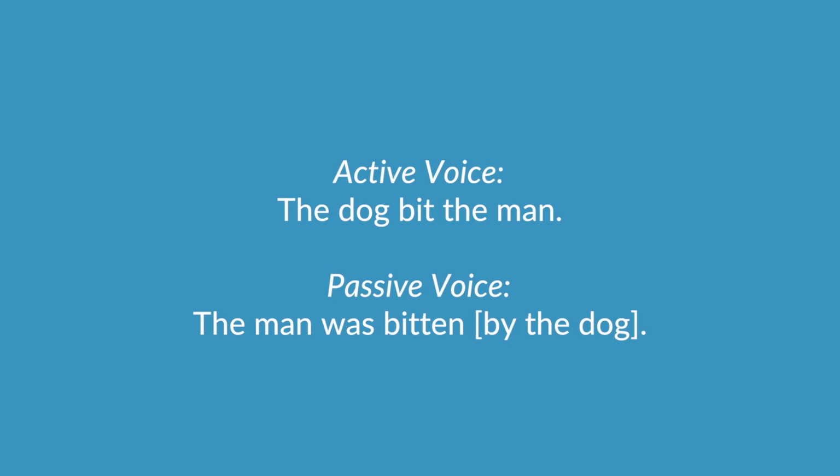So let's start by just taking a look at some examples. For example, in active voice, the dog bit the man. And in passive voice, the man was bitten by the dog, or just the man was bitten. So in active voice, we see the subject, in this case the dog, doing the action. In passive voice, the subject is being acted upon. So that's why it's called active voice, because in active voice, the subject is the one doing the action. The dog, which is the subject, bit, which is the verb, the man, which is the object.